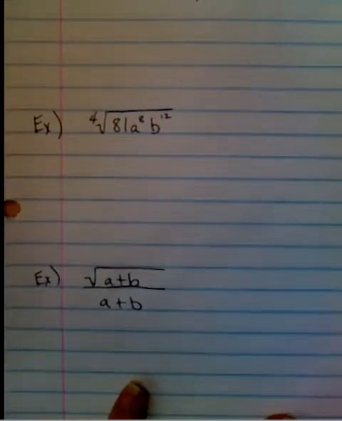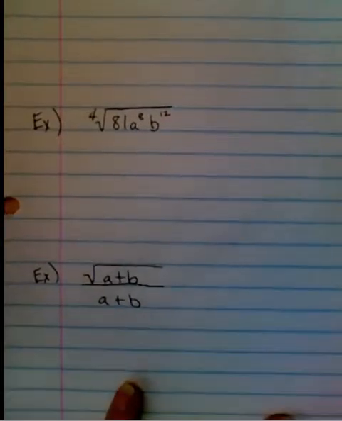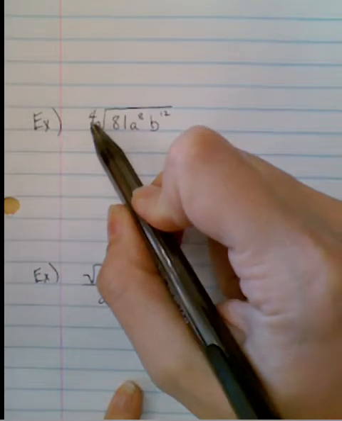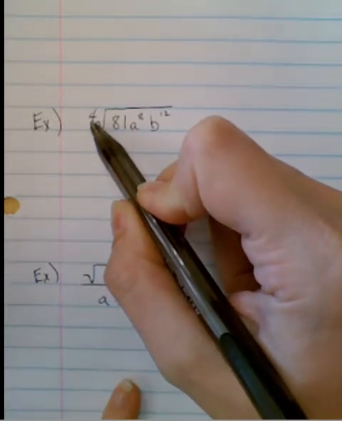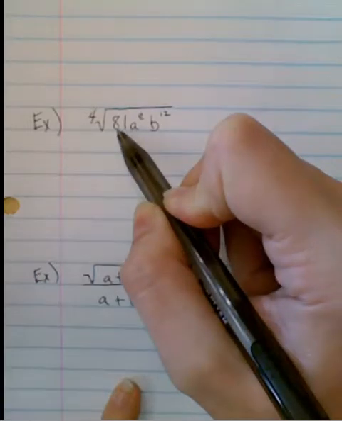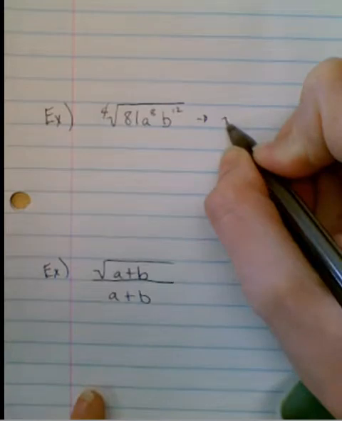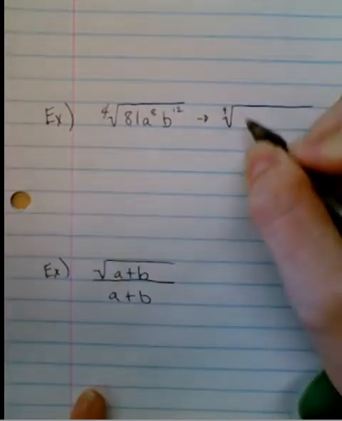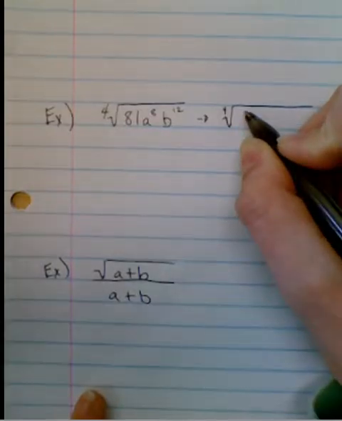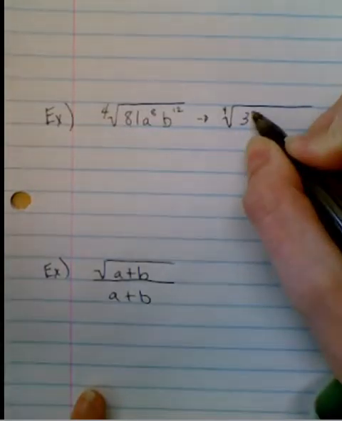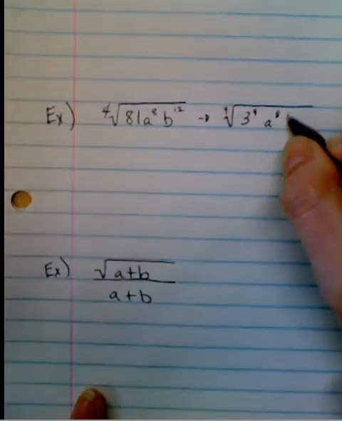Here's one where we're going to simplify radicals, reviewing simplifying radicals. So this is a 4th root, which means we need to have groups of 4 to move out of the radical as simplified. Turns out that 81 is 3 times 3 is 9, times 3 is 27, times 3 is 81. So 81 can be written as 3 to the 4th, a to the 8th, b to the 12th.